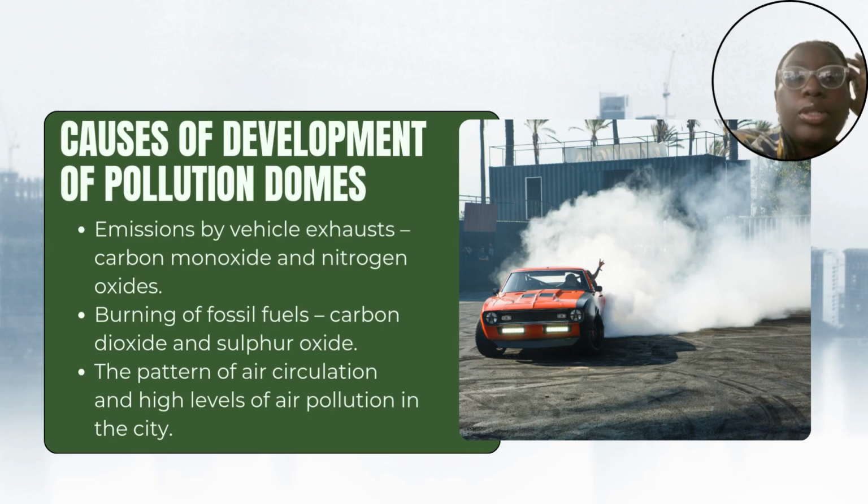So now when we look at the causes of pollution domes, why they develop, we can see that it's due to emissions by vehicle exhausts, which leads to carbon monoxide and nitrogen oxide being released to the atmosphere. There's also the burning of fossil fuels in the urban climate, which gives us carbon dioxide and sulfur oxide, so you must know the difference. And then there's the pattern of air circulation and high levels of air pollution in the city. Because the city is so concentrated, there are more emissions, more burning of fossil fuels, and also the way the air moves within the city itself.